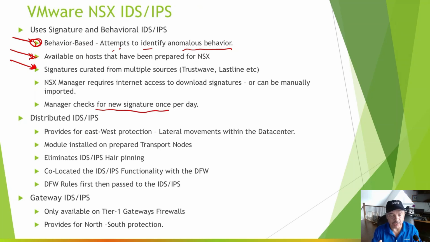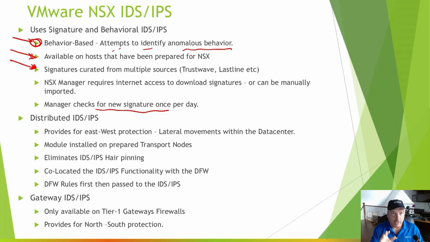If your NSX manager does not have internet access, you could set up a proxy for it. That's no problem. Or you could manually download the signatures and import them. But before you do that, you'll need to register your NSX manager with the VMware cloud service, so it knows that you have valid licenses and all that type of stuff.